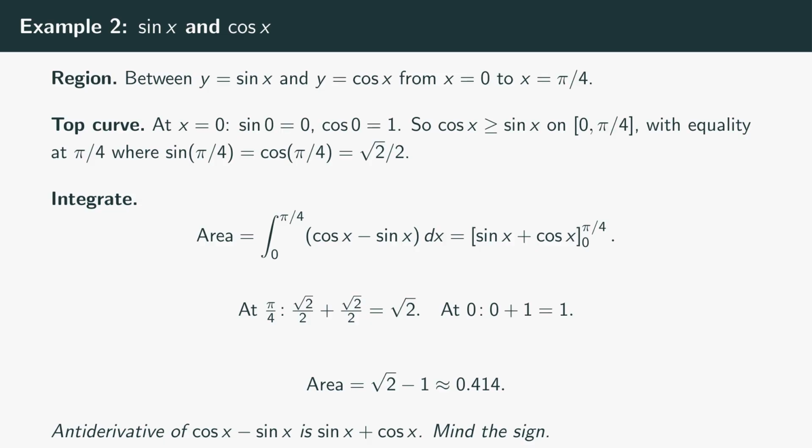Notice this answer also has a clean closed form, even though it involves the square root of 2. Almost every textbook area between curves problem comes out to something tidy: 1/6, the square root of 2 minus 1, 9/2. It's the nature of polynomial and trig curves giving polynomial and trig antiderivatives.